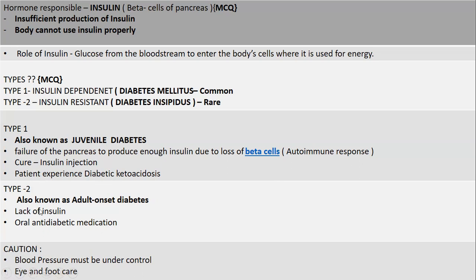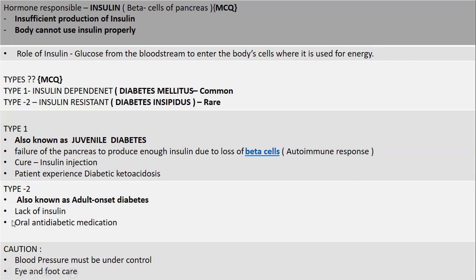So coming to type 2 diabetes, it is also known as adult onset diabetes because it normally starts at an older age. So it is named adult onset diabetes. In this, there is a lack of insulin effect, and therefore it is also known as insulin resistant.